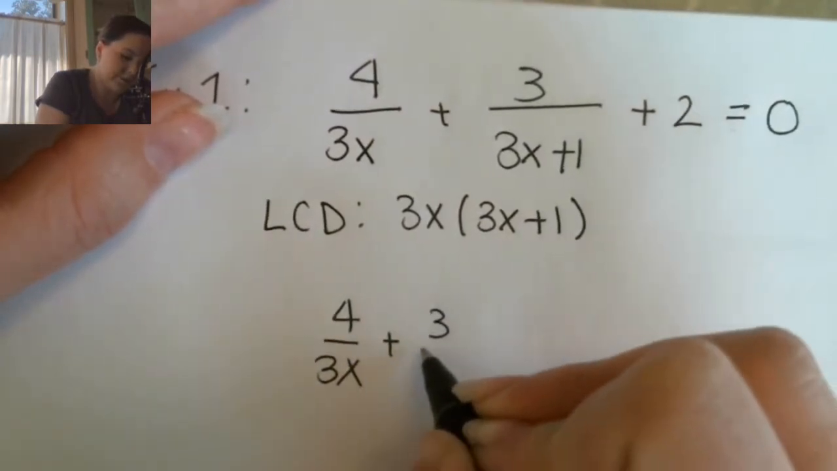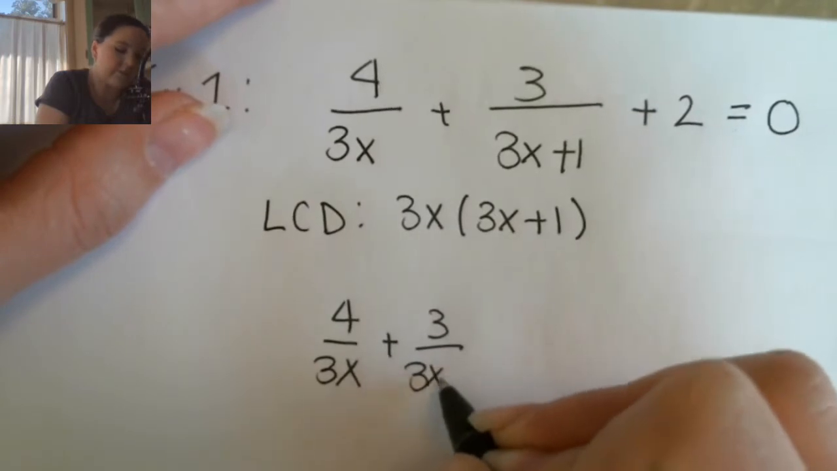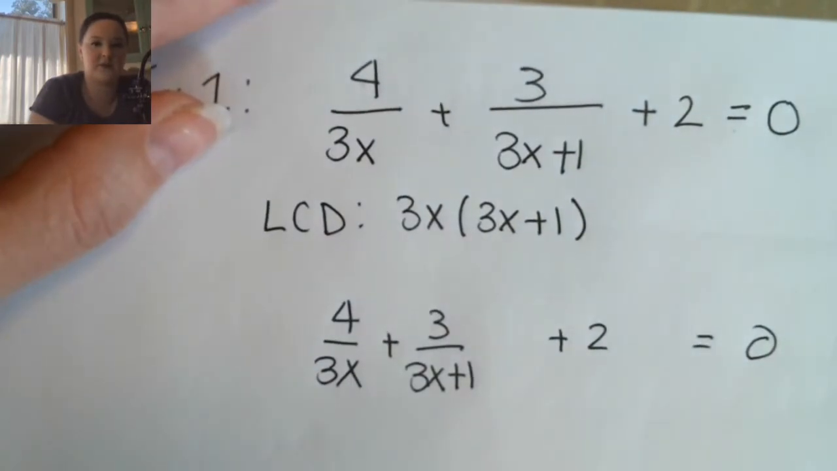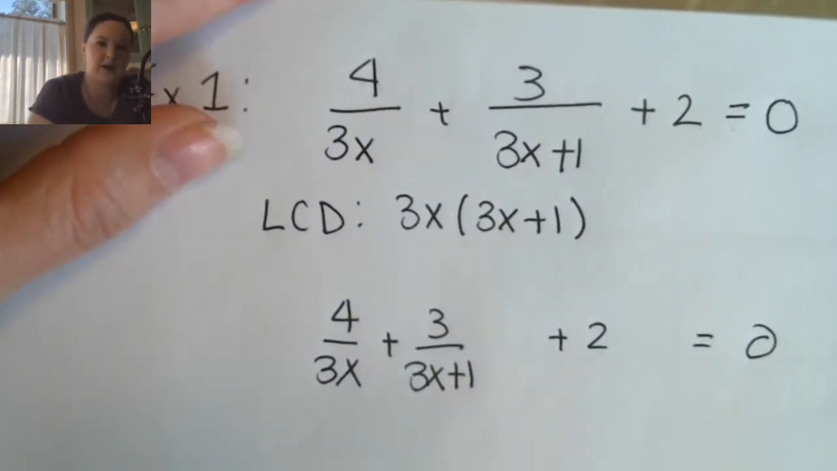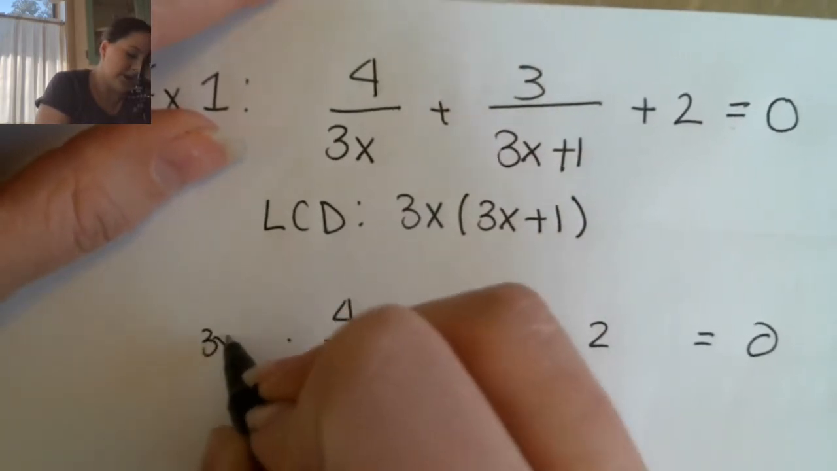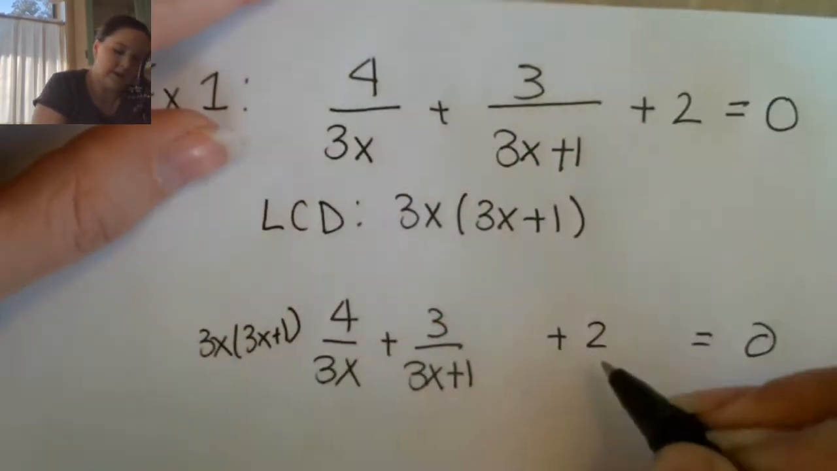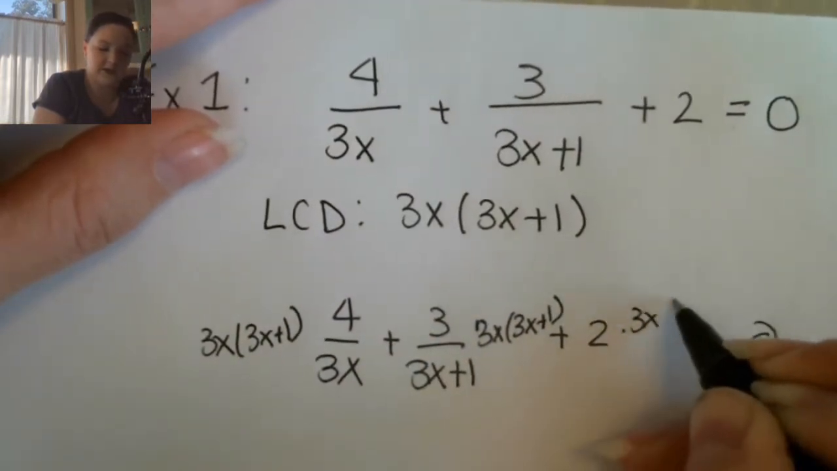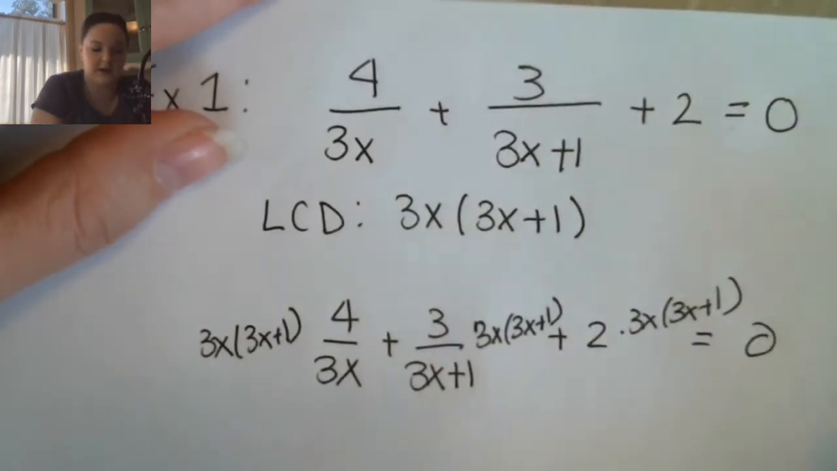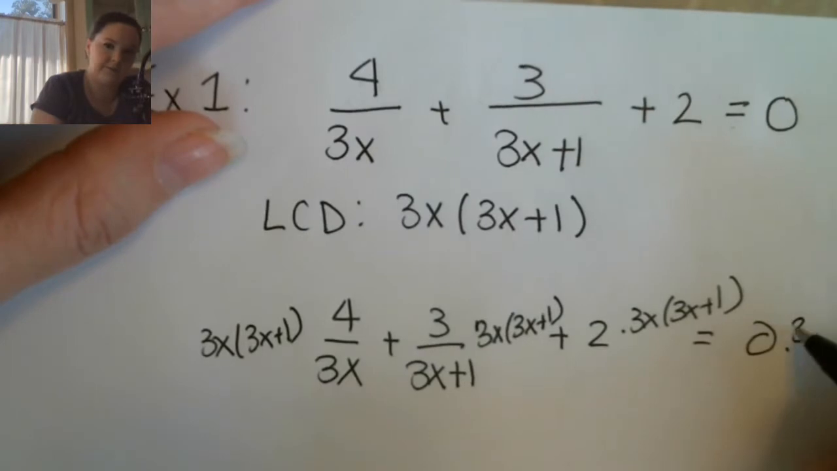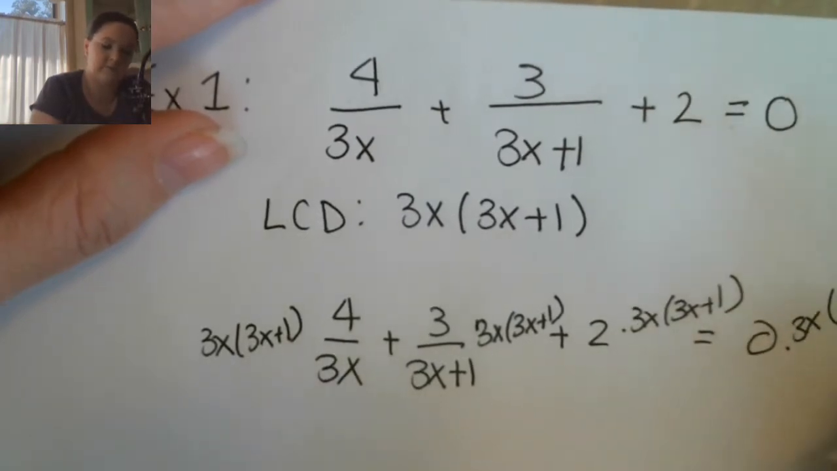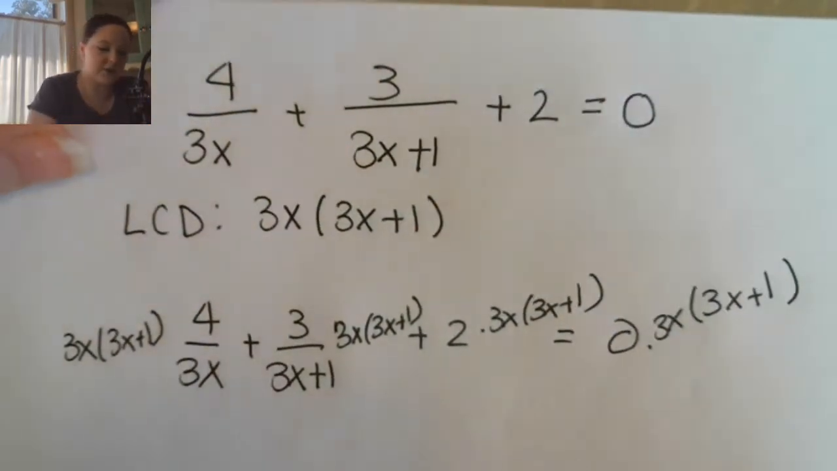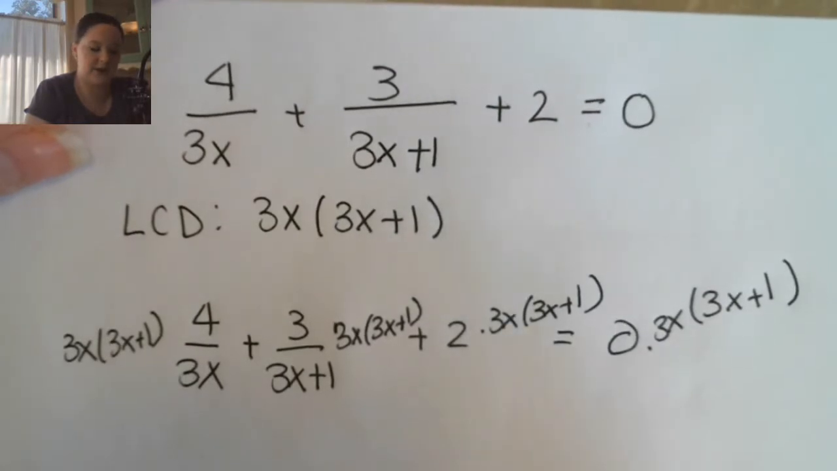Okay, now I'm leaving myself some room so that I can write in what we're going to multiply by. Here we're going to multiply by our LCD. Here we're multiplying by the LCD. Here we're multiplying by the LCD. And then on the right side of the equation, same. So each term, left side and right side, is being multiplied by the LCD.